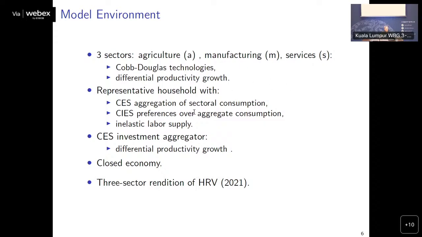There'll be a representative household that has a CES aggregation of their consumption from these three sectors, and constant intertemporal elasticity preferences over an aggregate consumption. And we're going to assume inelastic labor supply. And then this is a little bit of a twist on what I had done yesterday, which is we're going to take the investment goods are also a composite of value added from agriculture, manufacturing, and services. But they have a different composition than consumption goods. And investment will have differential productivity growth.